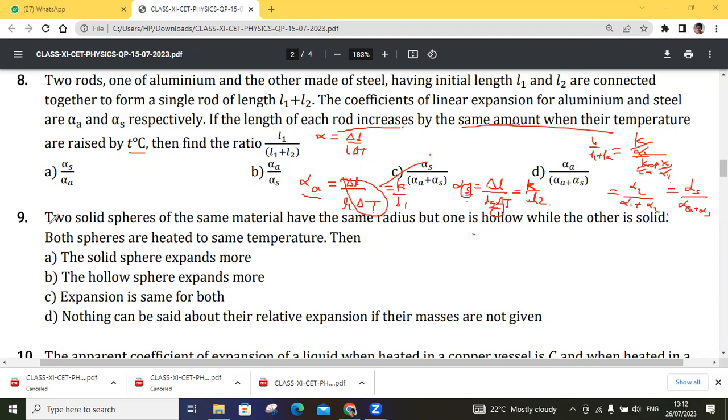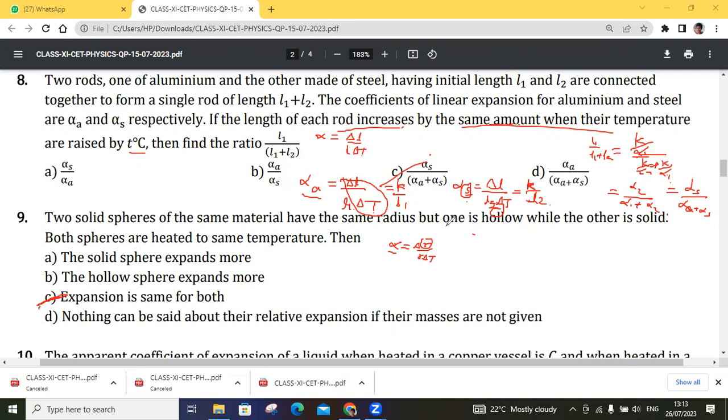The ninth problem, two solid spheres of same material have the same radius, but one is hollow while the other is solid. Both spheres are heated to same temperature. Then you see alpha is equal to delta R by R delta T. So the linear dimension is radius here. Alpha is same for both, material is same. Delta T is also same. Then radius will increase the same amount. So whether it is hollow or solid sphere, it will have same expansion.